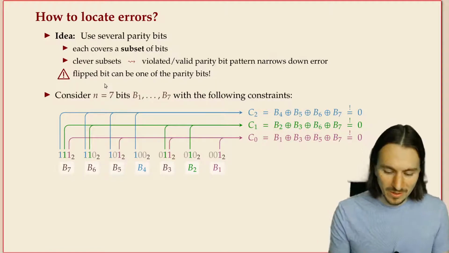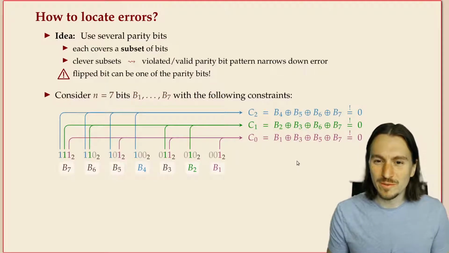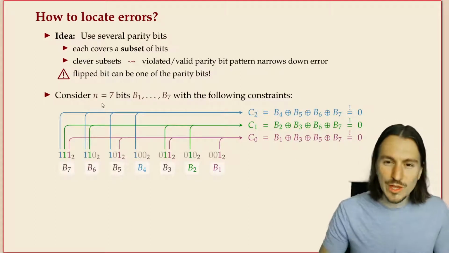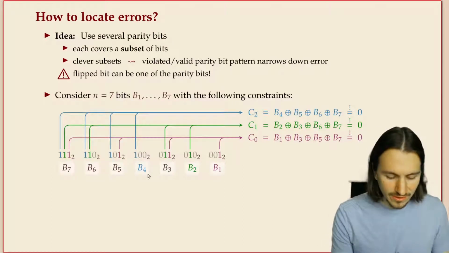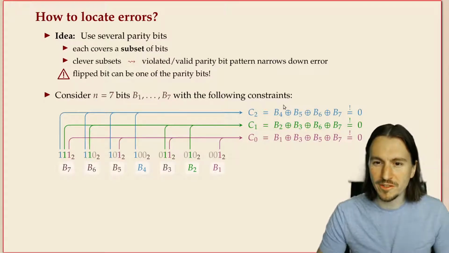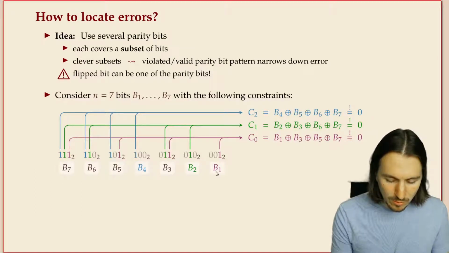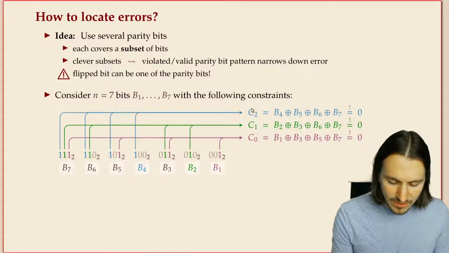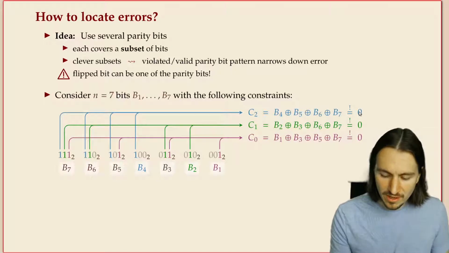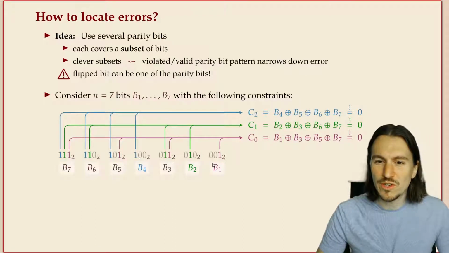So without further ado, and without motivating this much more, here is essentially the solution. We use 7 bits in this example. So these are these 7 bits. But they are not allowed to be arbitrary bit patterns. We want that whenever we have 7 bits, B1 up to B7, these checking bits, C2, C1, and C0, are all, well, 0 modulo 2, the XOR of all those bits is always 0.